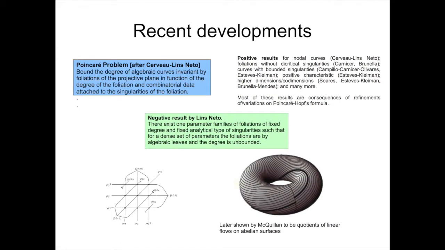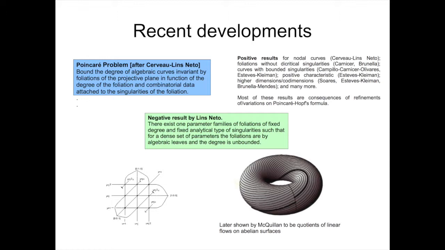So here, this example is not very complicated. As a matter of fact, a while after this example appeared, McQuillan realized that it's defined by the quotient of linear flows on abelian surfaces. Adolphe Guillot also gives some very explicit explanation of this phenomenon.